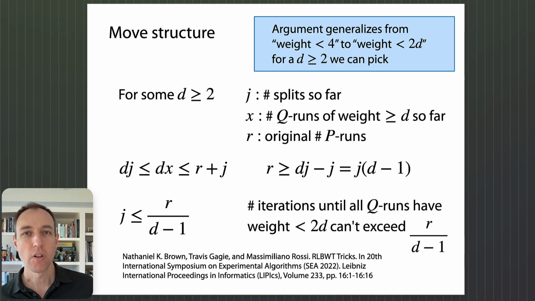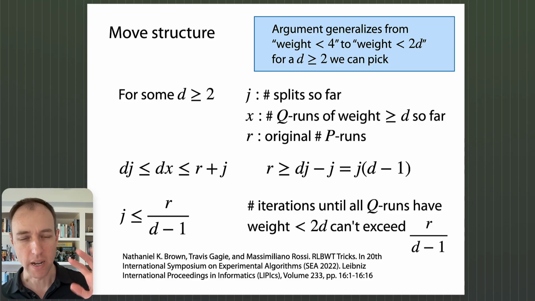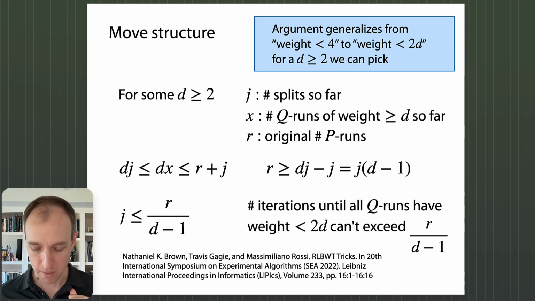The larger the value you pick for D, the quicker you would expect this whole algorithm to finish. And indeed, you get a guarantee that's tighter and tighter as you increase D to larger numbers. I'm going to, though, not go over those details. Those details are in this paper cited at the bottom of this slide.